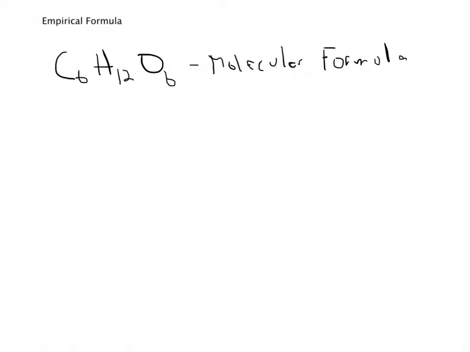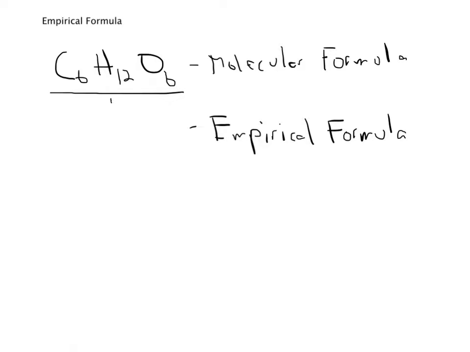What the empirical formula is, is the lowest denominator of the things in the compound. So if you look at this, we can divide this whole thing by 6, right? We can divide by 6 and end up with this, CH2O. CH2O is the empirical formula of C6H12O6.